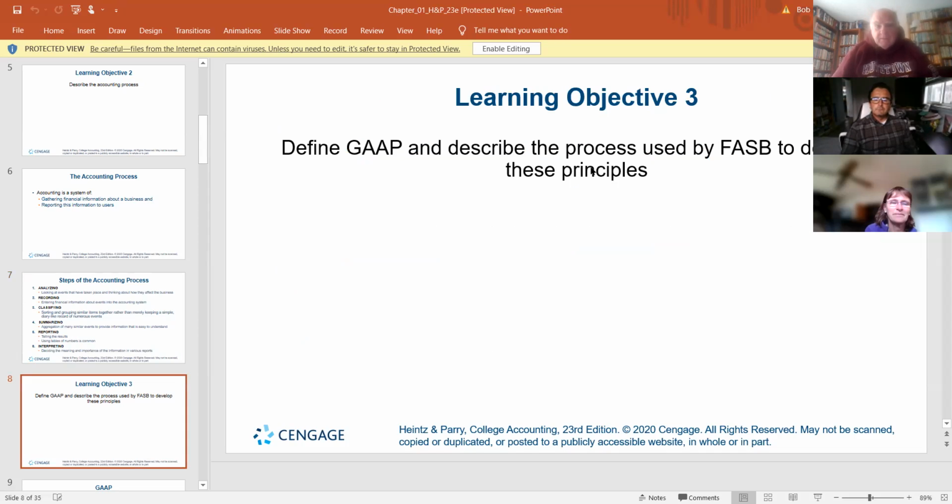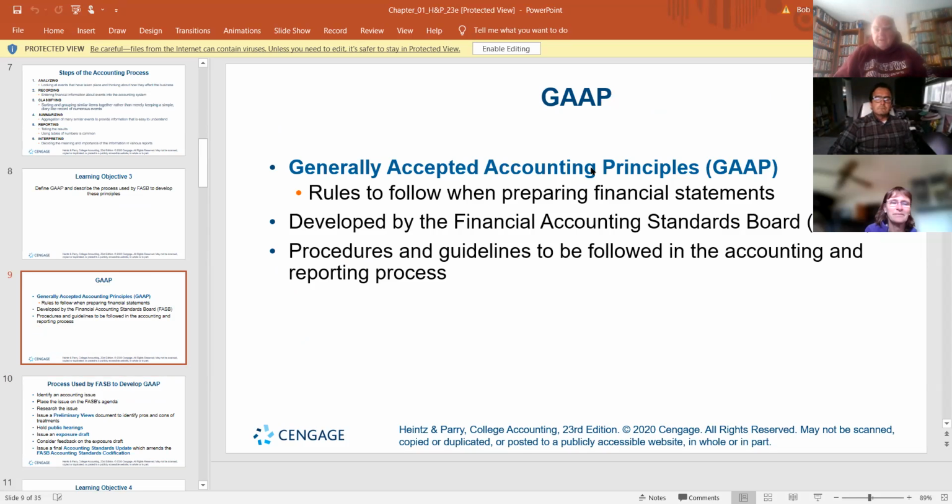Interpret. Here are two acronyms you're going to have to know for sure. GAAP stands for Generally Accepted Accounting Principles. GAAP, Generally Accepted Accounting Principles. These are the rules to follow in accounting. And they're developed by another acronym, FASB, the Financial Accounting Standards Board.